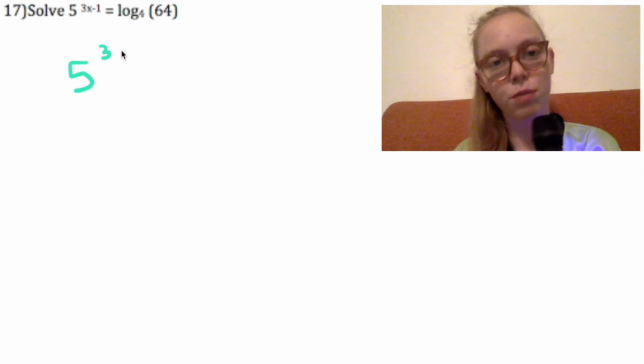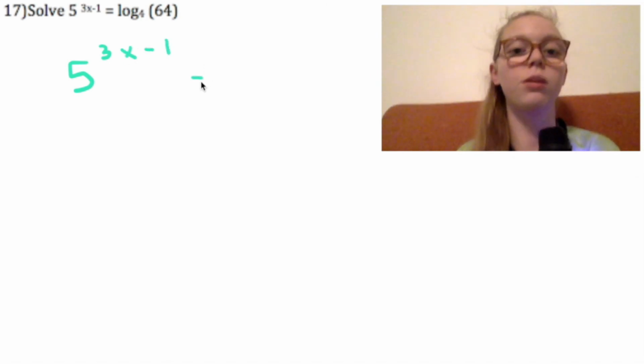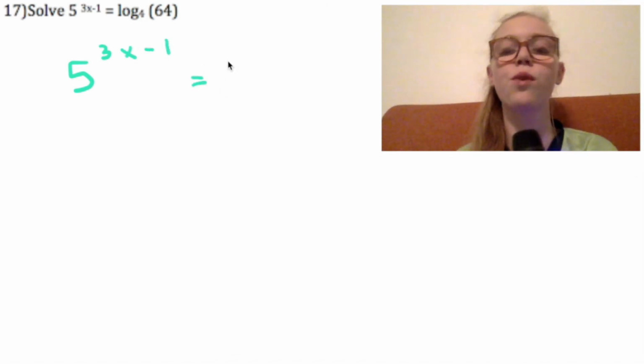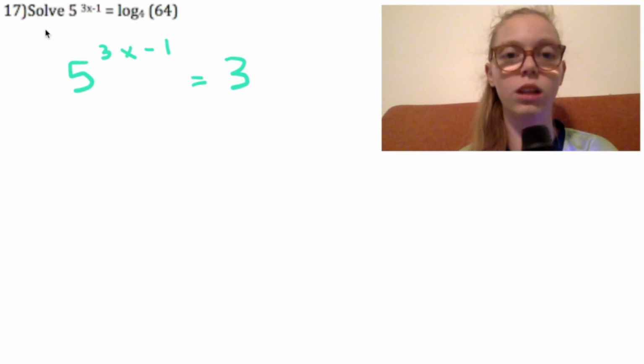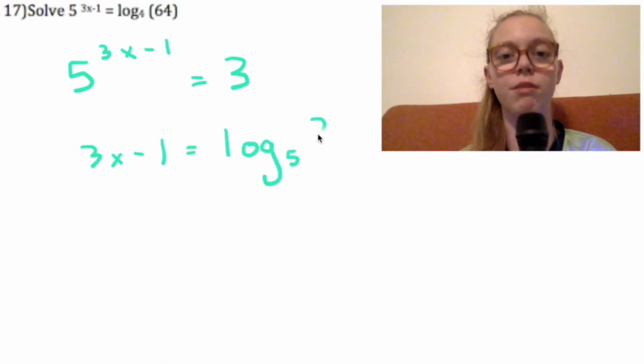So 5 to the 3x minus 1 is going to equal log base 4 of 64. Since 4 cubed is 64, that's just equal to 3. Now, we're going to take log base 5 of both sides. So we're going to get 3x minus 1 equals log base 5 of 3.